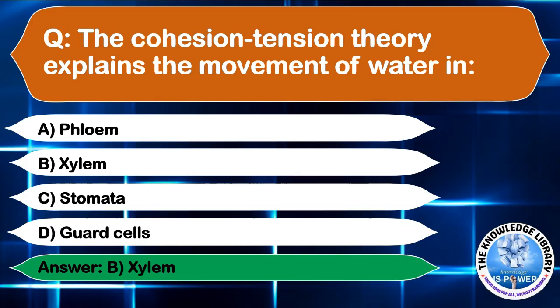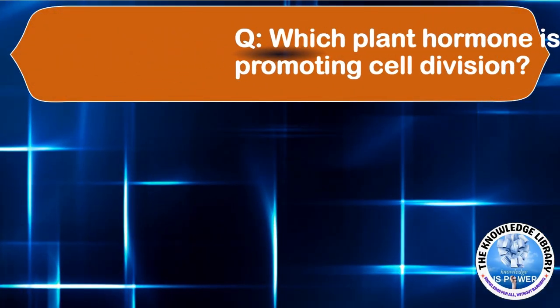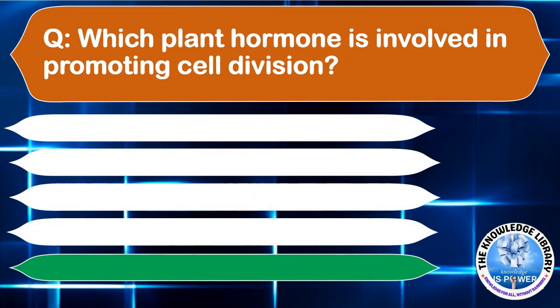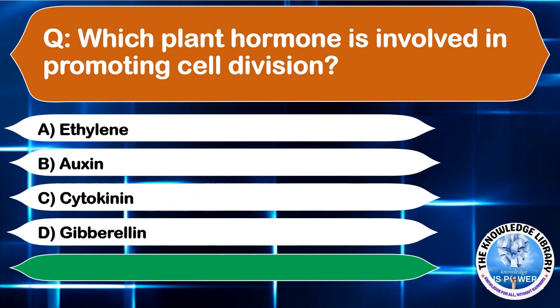Moving to the next question. Which plant hormone is involved in promoting cell division? Option A, ethylene. Option B, auxin. Option C, cytokinin. Or option D, gibberellin. The correct answer is option C, cytokinin.